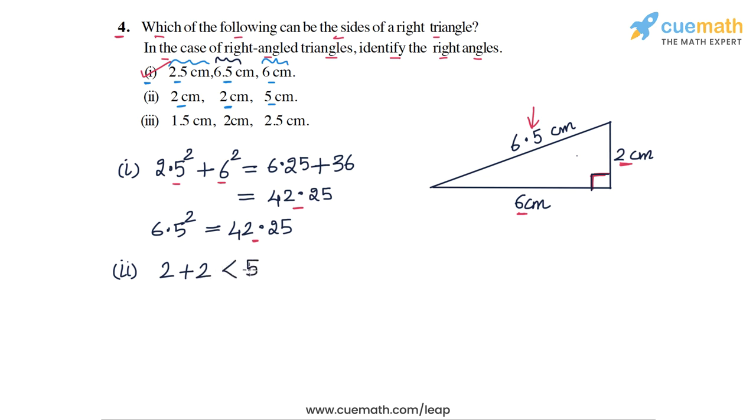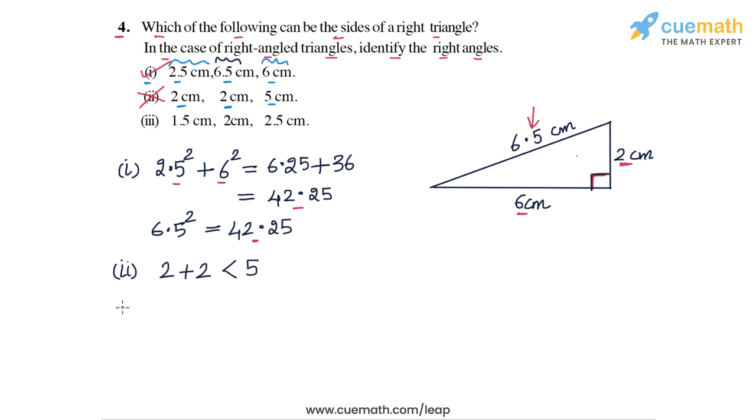But we also know that in any triangle, the sum of 2 sides must be greater than the third side. So in this case, these lengths will not even be able to form a triangle, let alone a right triangle, because the 3 lengths do not satisfy the triangle inequality, which says that the sum of any 2 sides must be greater than the third side. Okay, so we can cross out part 2, because in this case it's not possible.